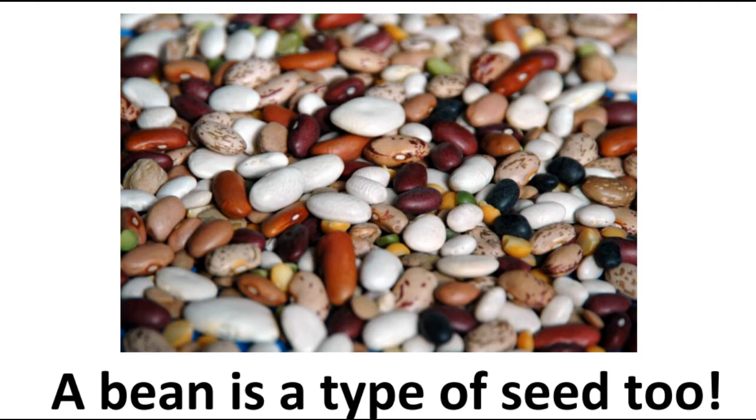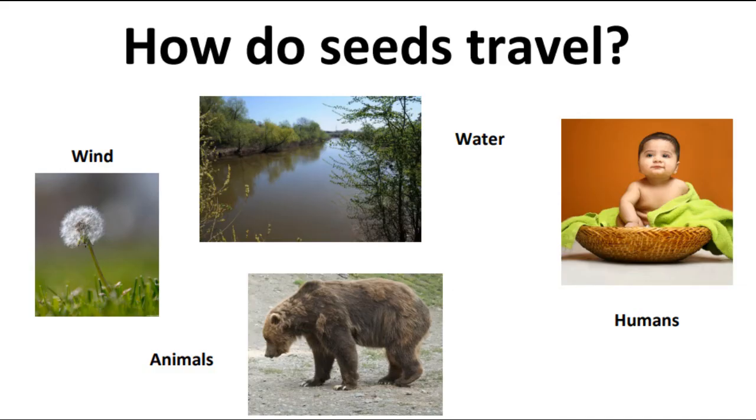Let's think about how seeds travel. So, unlike us, seeds do not have legs. They can't just decide, I want to go over here and walk over to a new place to grow. They have to rely on other methods such as wind, water, animals, and humans. Now, let's delve into this a little bit deeper. So, when the wind blows, you see this little dandelion, or from a human that blows a dandelion and makes a wish, the wind causes it to travel far away.